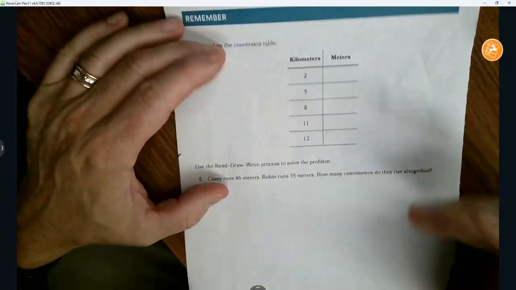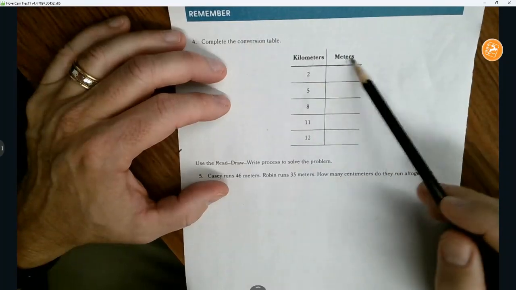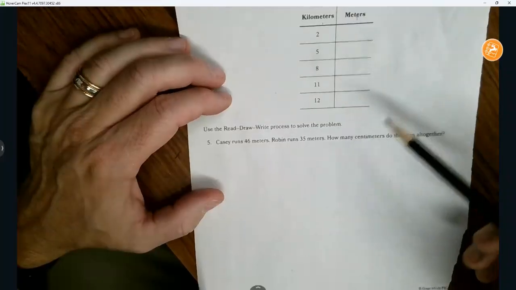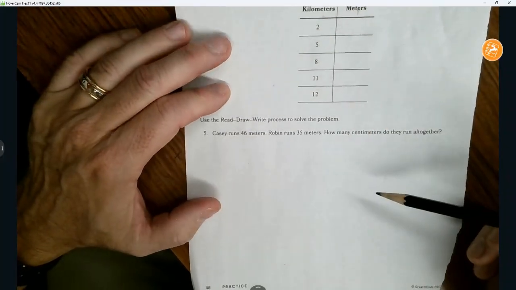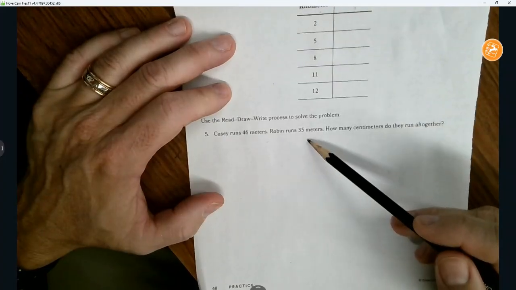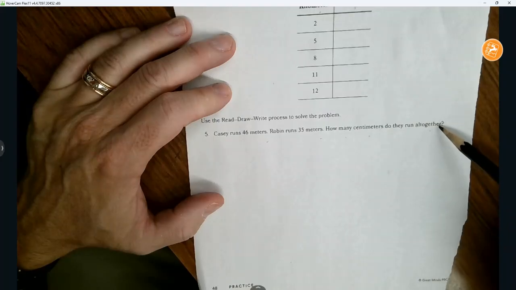Let's look at the back. Oh, conversions. Kilometers to meters. How many to how many? What's the difference? I feel like you're going to need some more zeros over here. Just a hint. I won't solve this, but I will read it for you. Casey runs 46 meters. Robin runs 35 meters. How many centimeters do they run together?